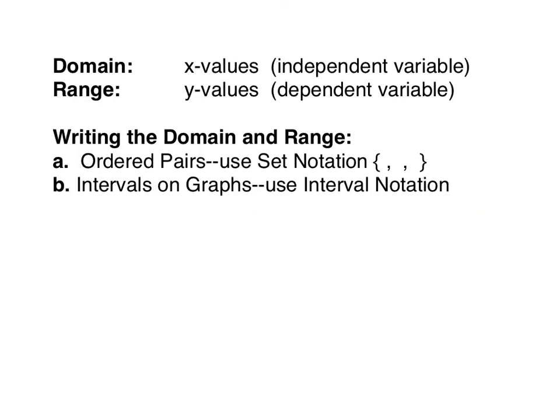One of the learning goals for today is to do a little bit of identifying domain and range. Domain will be your x values, or the independent variable in a function. Range are your y values. Depending on whether our relation or function is given in ordered pairs or graphs, we're going to use set notation for ordered pairs, and we're going to use interval notation for graphs.